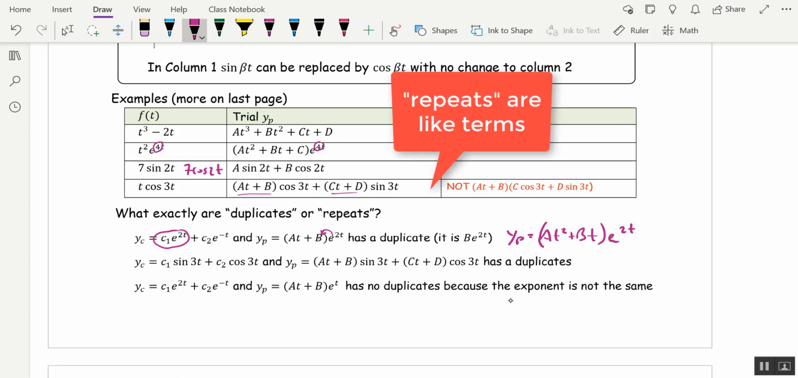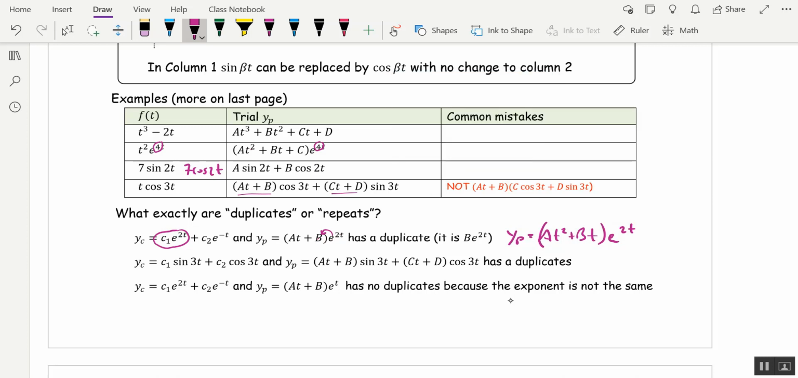That has no repeats. If your y_c is this here with sine and cosine of 3t, and your trial y_p were this, then you would also have repeats, because when you distribute, you'd have a constant times sine of 3t, that's a repeat here, and you'd also have a constant times cos 3t, that would be a repeat here. And finally, this last example has no duplicates, because even when I distribute, I have b e to the t, but this is e to the 2t, and that's e to the negative t. The exponentials are different.